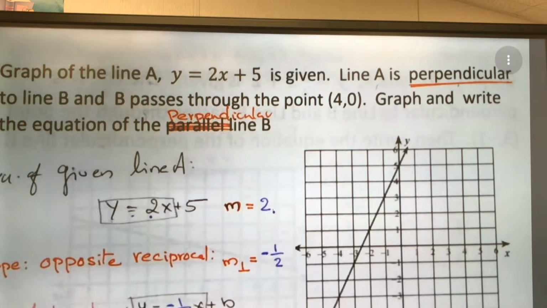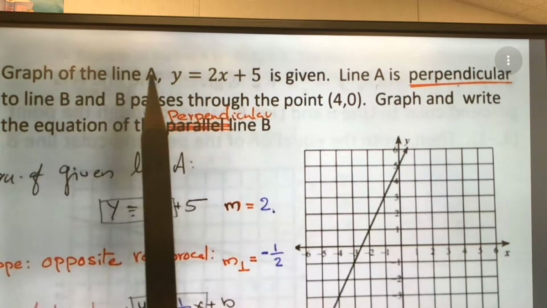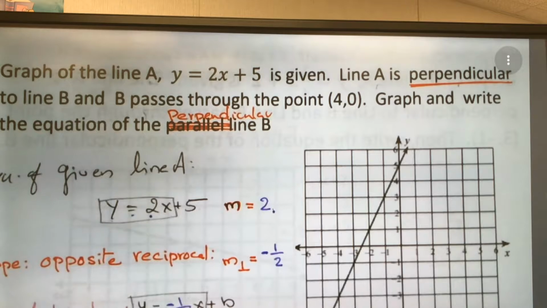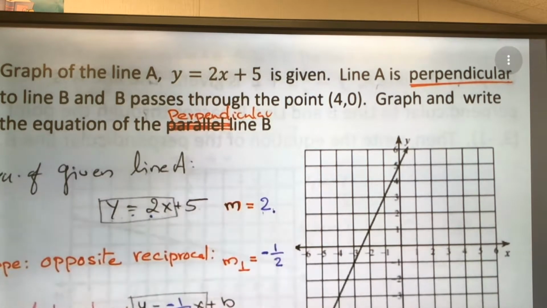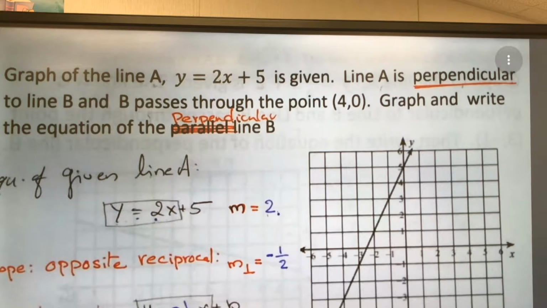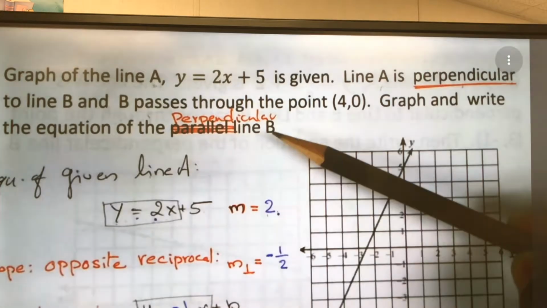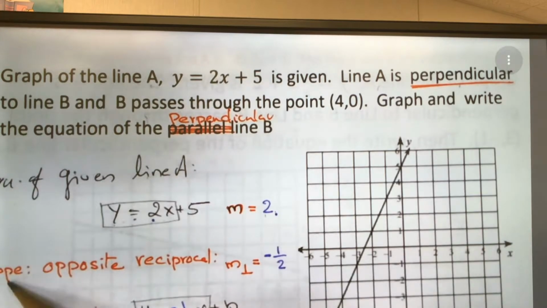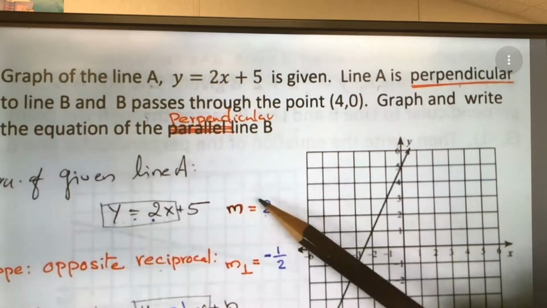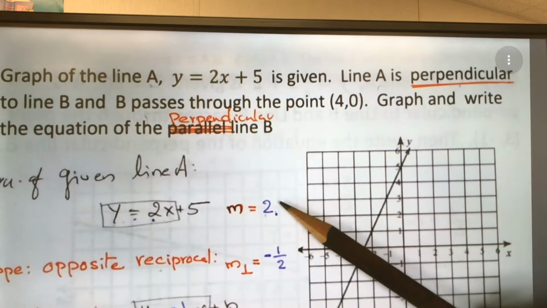First I look at, okay, we are given that the equation of line A is y equals 2x plus 5. First you need to identify the slope of the line from y is equal to mx plus b. So m is 2, I mean the slope is 2. If I want to write the equation of line B, the first thing I should know is the slope of line B. We know that line B is perpendicular to line A. The slope of line B will be the opposite reciprocal of the slope of line A. The slope of line A is 2.